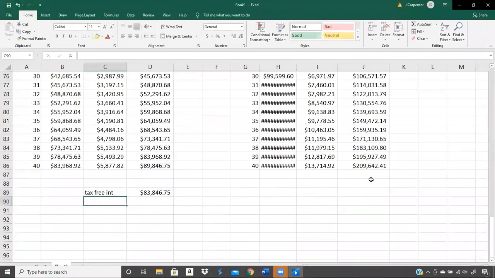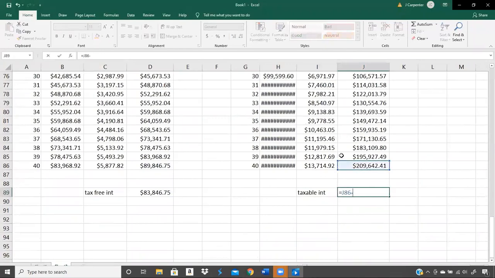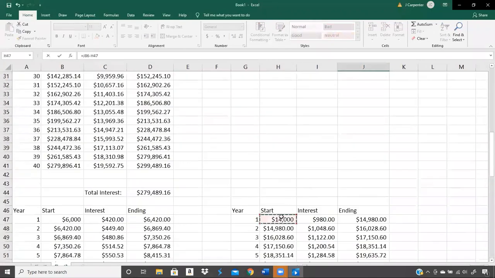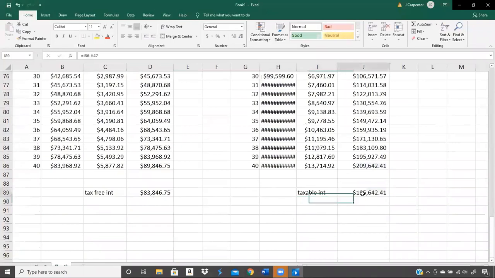That's pretty sweet. But you can see because we put 14 in over here, 14 is much bigger than six, we're going to get much more interest off of that. So this taxable interest would be this value minus the 14 grand. So we got about 84 grand we're not going to pay taxes on, and we got about 195 grand that we are going to pay taxes on. That's pretty cool.